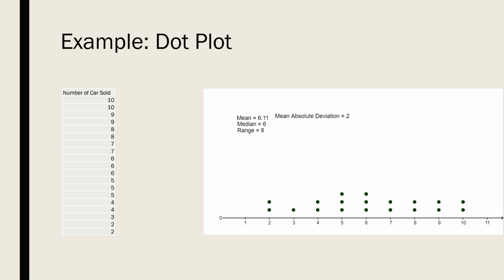The first example is about a dot plot. This is an example about the number of cars sold in a day. We have 2 days that have 10 cars sold in each day. That's why we have 2 green dots above number 10, and we only have 1 day that had 3 cars sold. That's why we have only 1 green dot above number 3.